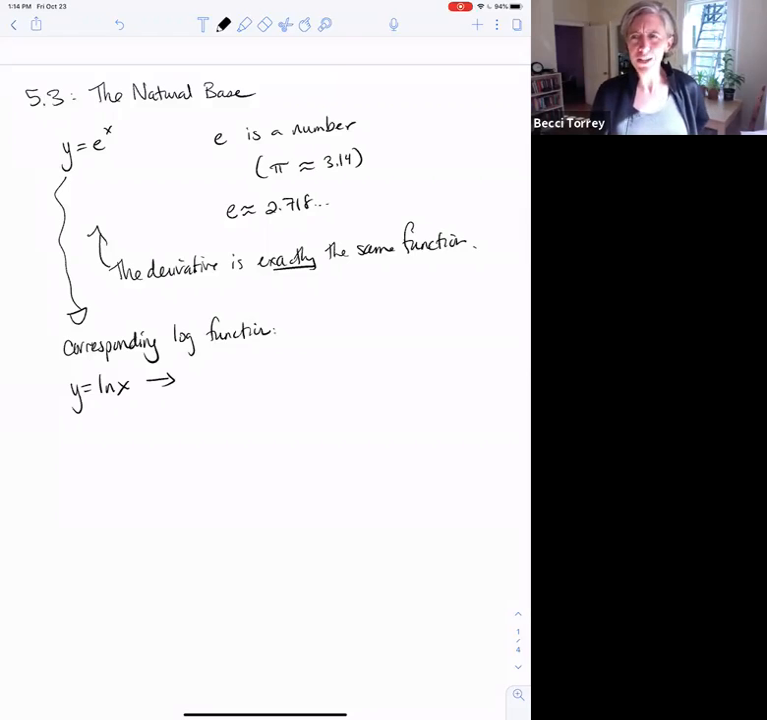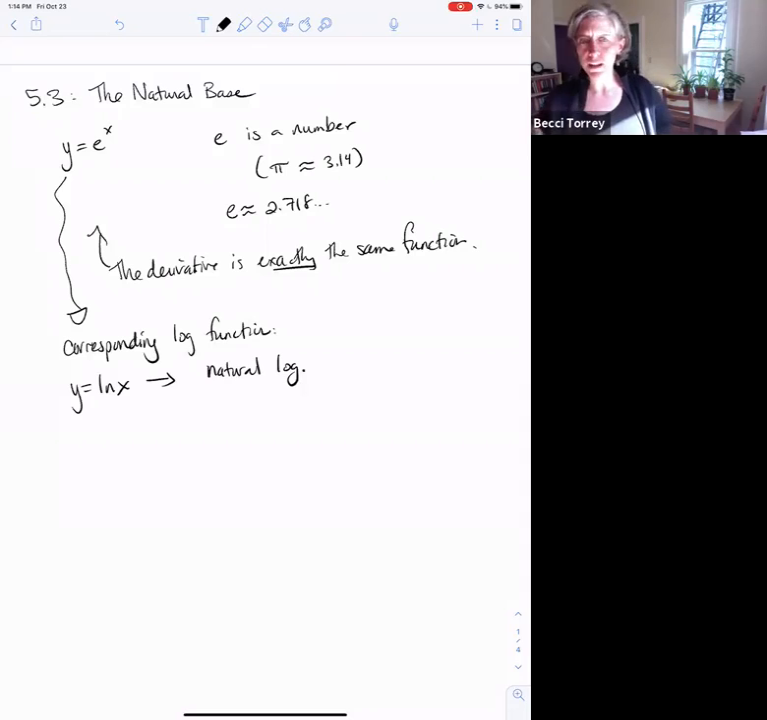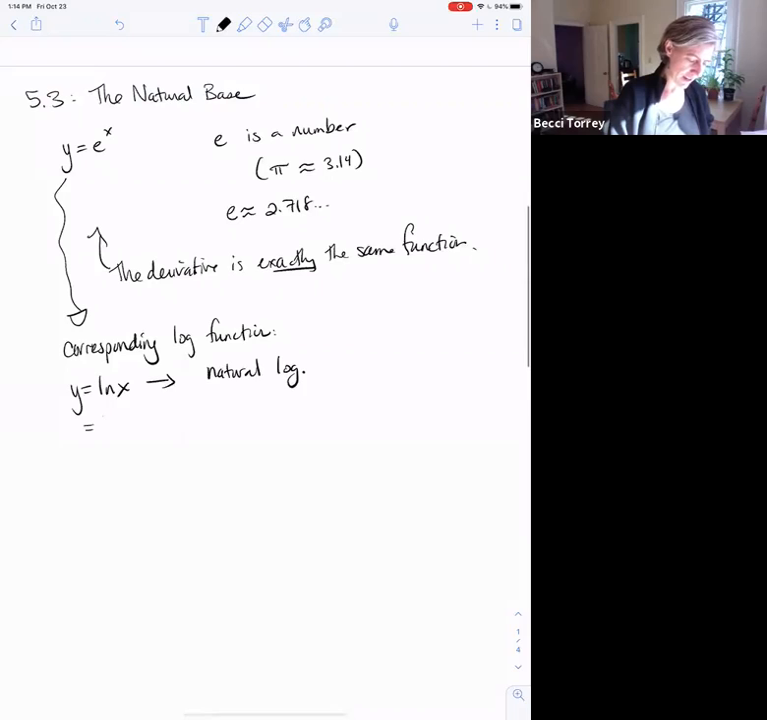I think it might be French, right? Like log natural, I'm not sure. So this is the natural log. And it's just so special that it gets its own notation, but it's the same as log base 2 or log base 3. It's just log base e. So this is the same as if you wrote log base e of x.